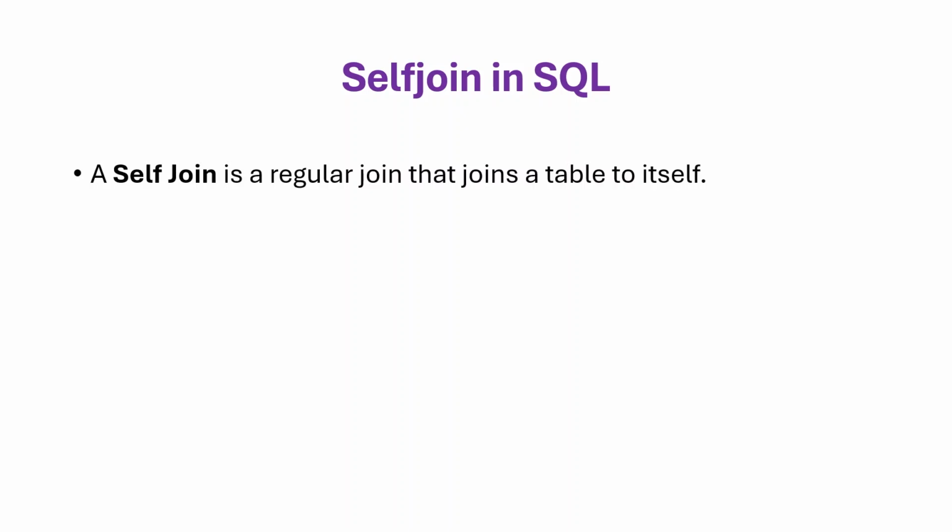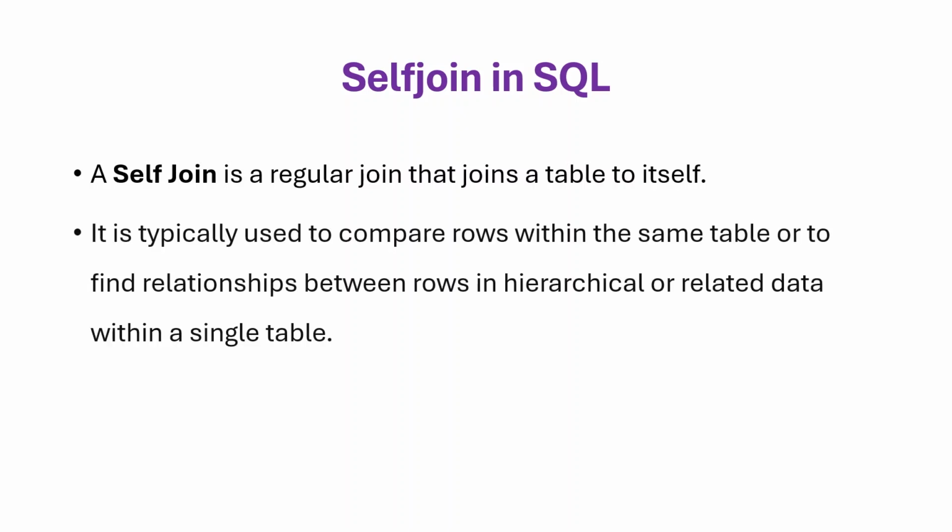So what happens with self-join? Self-join is used to join the table with itself, and it is used to compare rows within the same table or to find relationships between two rows in the given table. Now, when we go ahead and do the practical, it will be more clear and easier for you to understand.